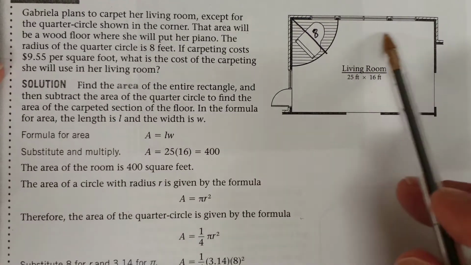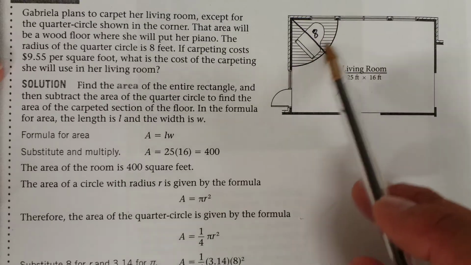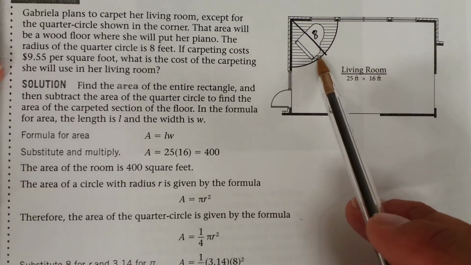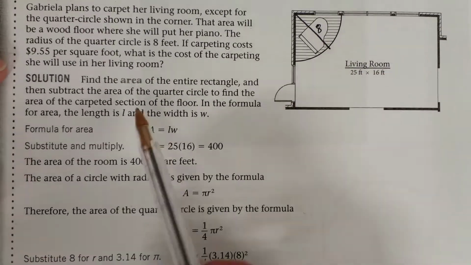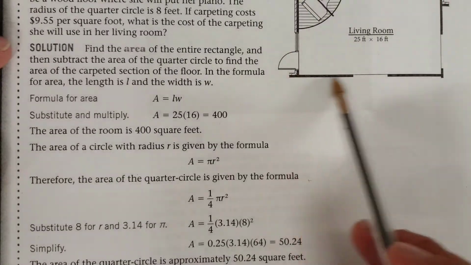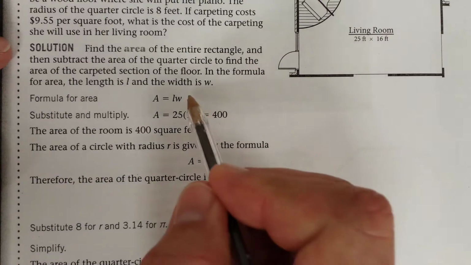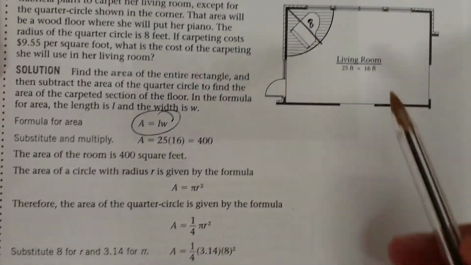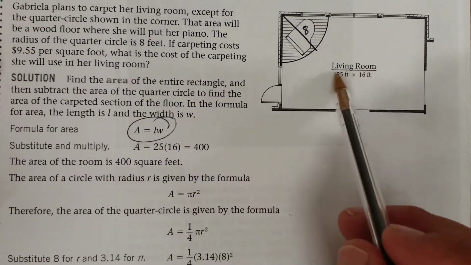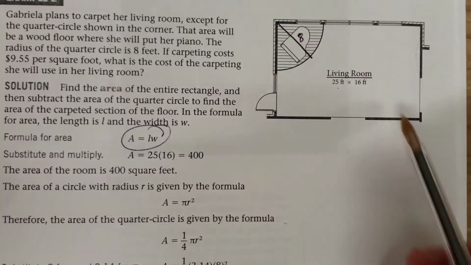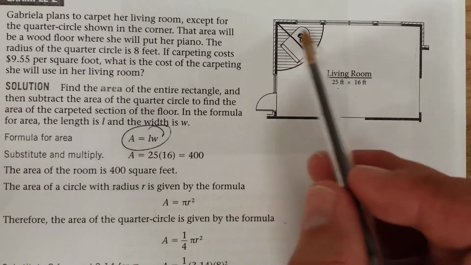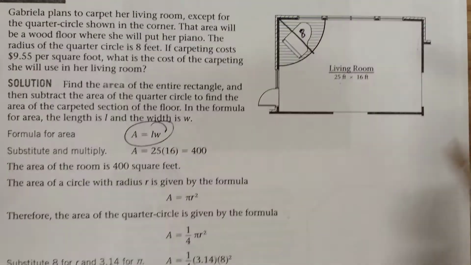So she's carpeting this whole amount except for this quarter of a circle, 1/4 of a circle. So we need to find out what this part is right here. First we're going to find the area of the whole thing. Remember, area for a rectangle is length times width. So this living room is 25 by 16. And then when we find the area of the whole thing, we're going to take away the area of this little quarter circle right here.